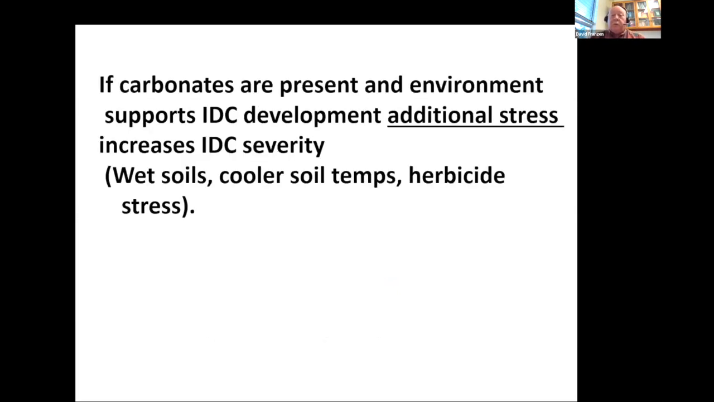So if the carbonates are present and the environment supports IDC, and what's the environment? That means if the soil is moist, a lot of times if you get a dry spring and you don't really look like you're going to have a lot of IDC, and then you get a little bit of rain and all of a sudden the field turns yellow overnight, or parts of it does, that's the moisture. It's dissolving the carbonate into bicarbonate, and it's neutralizing. So wet soils, cooler soil temperatures, and even herbicide stress. Now that we're in the post Roundup era, the herbicides we use are a lot more stressful on the plants than the Roundup used to be, and so you actually get that too.